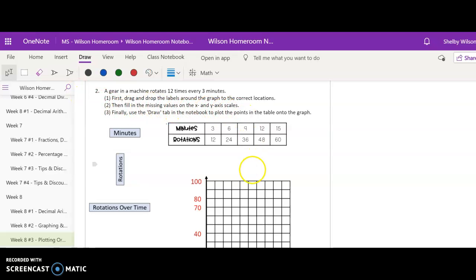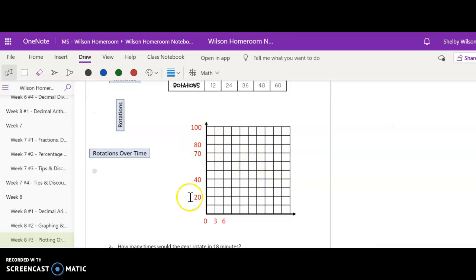Then step number 2, you need to fill in the missing values on the x and y axis scales. So if you look down here, there are some of them that are already filled in for you. You need to click in here and determine what the other values are. So I'm noticing that this scale looks like it's going up by 10 each time. So that means that 90 would need to go in between 180 and so forth. So make sure you fill those in.